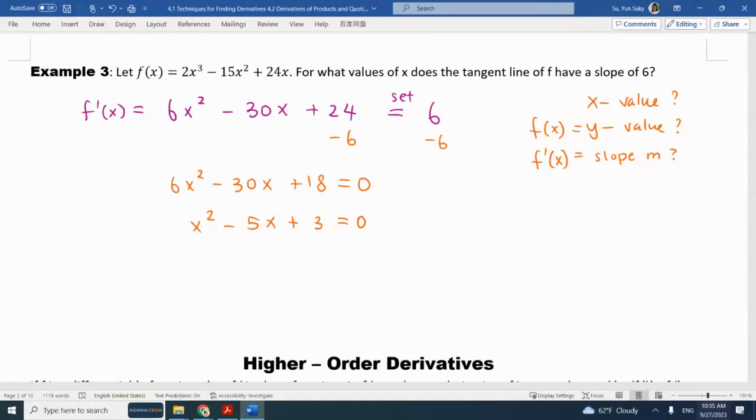Okay, so can we factor? 3 is like 1 and 3. 1 and 3 give you 4 or minus 4. It won't give you 5, right? So we must use the quadratic formula. Let's see, Mackenzie, what is the quadratic formula?